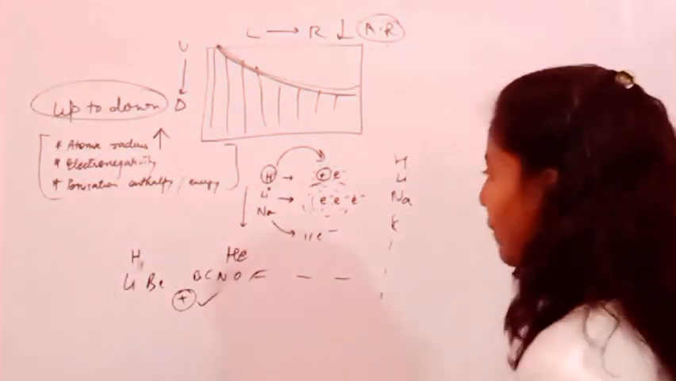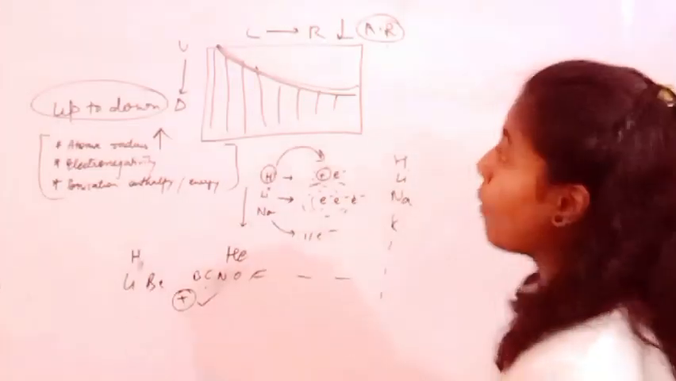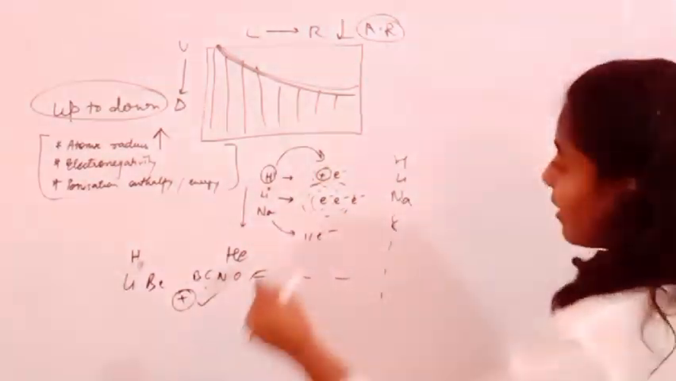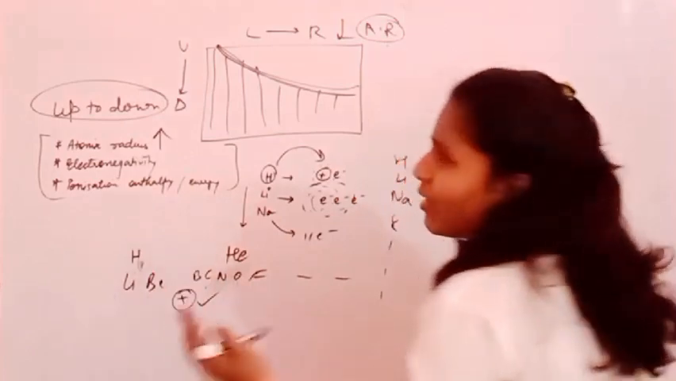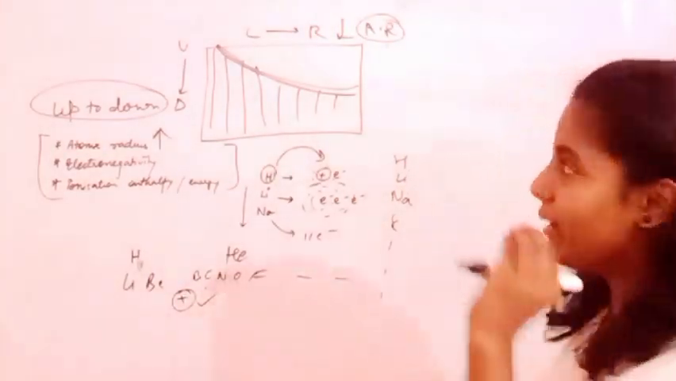Due to that, what happens is your size starts decreasing, moving from left to right in the periodic table, and due to that, if size decreases the atomic radius automatically decreases. I hope this point is clear to you.